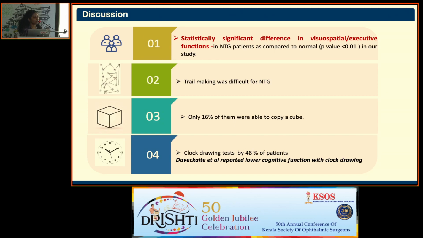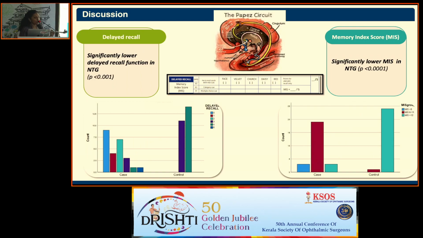These are the functions of the frontal lobe. Trail making was found to be difficult for all NTG patients. Only 16% of them were able to copy a cube. Clock drawing could be completed by 48%. Also, delayed recall memory. Memory was another domain affected. Memory index scores were also lower in the NTG group.